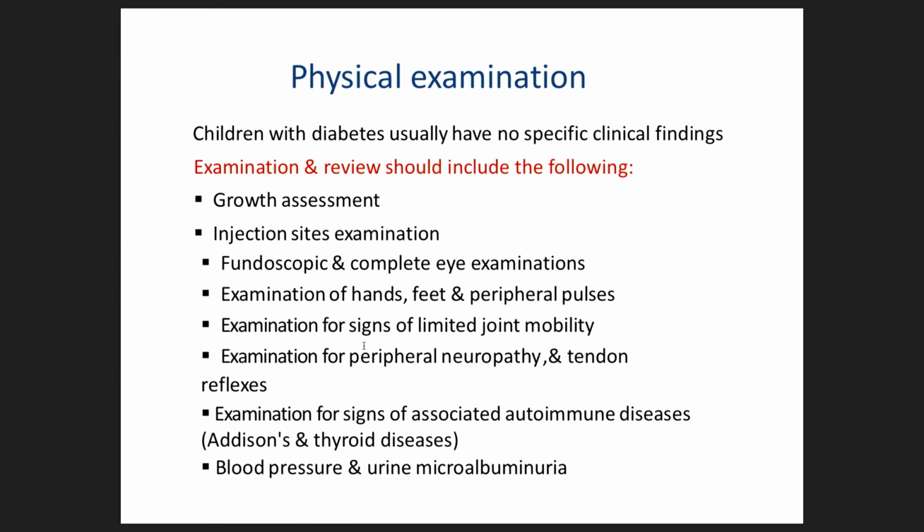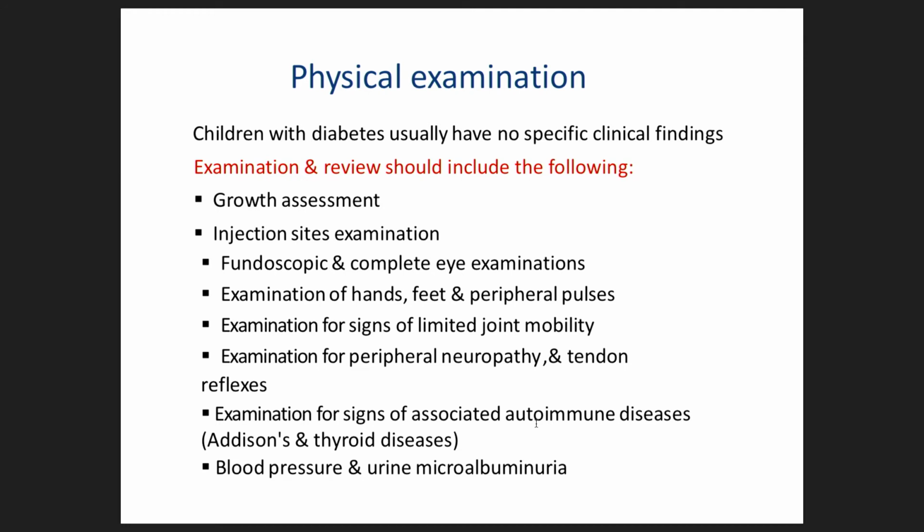Physical examination. Any child with diabetes should have a full physical examination, including growth assessment, injection site examination, fundoscopic examination, examination of the hands, feet, and peripheral pulses, signs of limited joint mobility, peripheral neuropathy and tendon reflexes, and signs of other associated autoimmune disease, because type 1 diabetes could happen isolated or in association with other autoimmune disease.